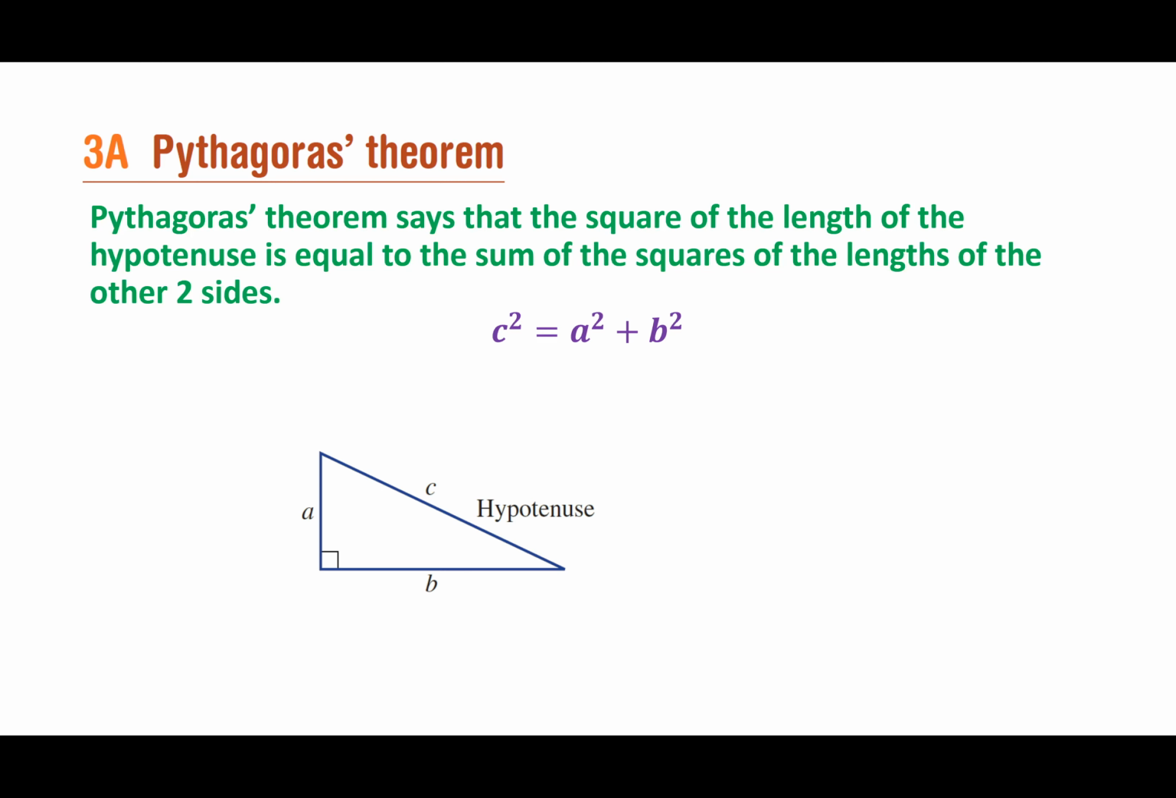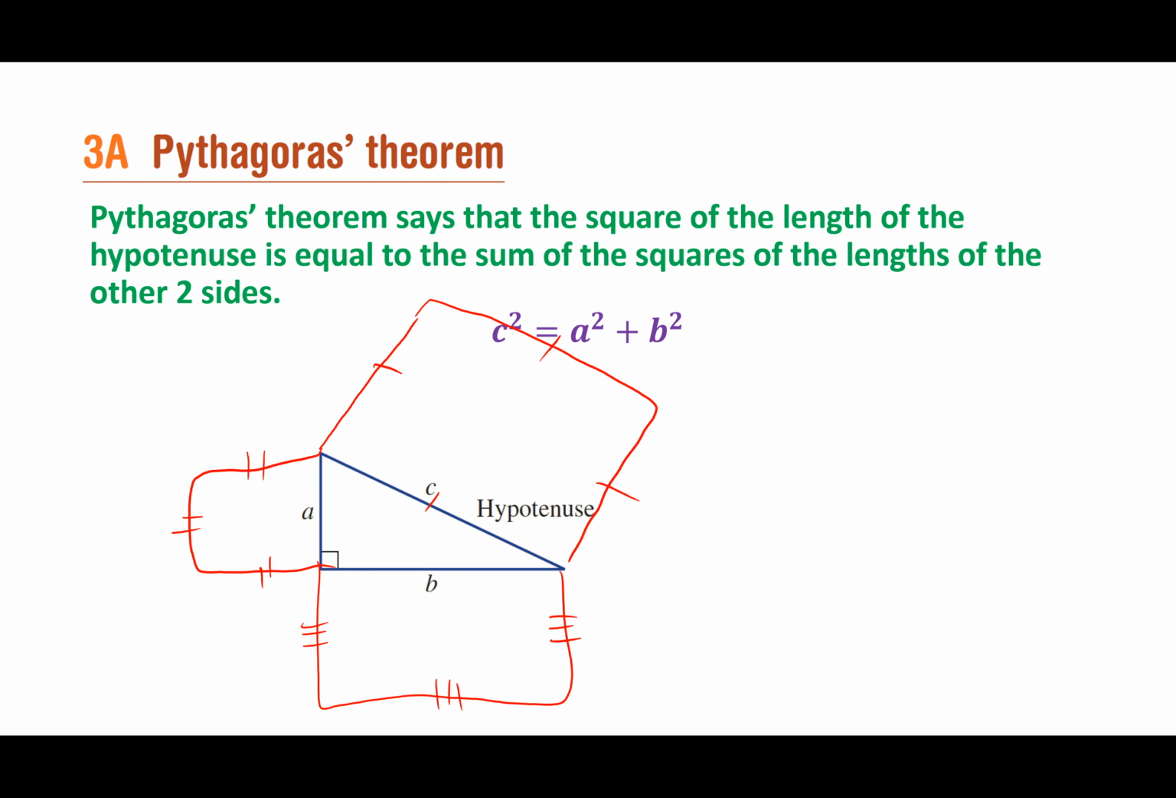So all this is saying is, if you were to make three squares on each side, and if you added this area here and this area here, you would get the same as this area here. So basically by making squares, you'll get the area the same, and that is true for all right angle triangles.